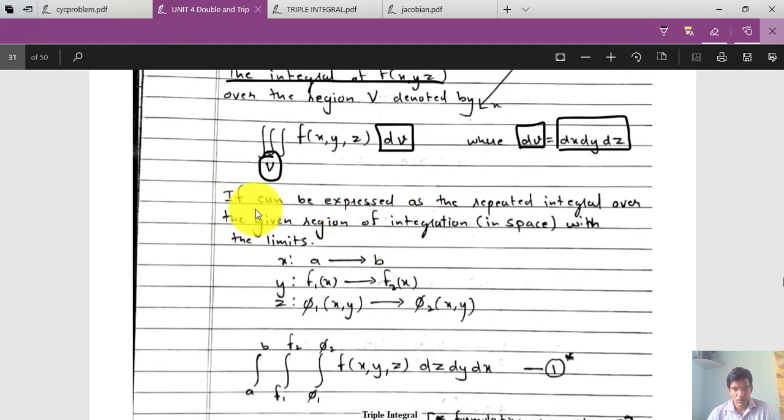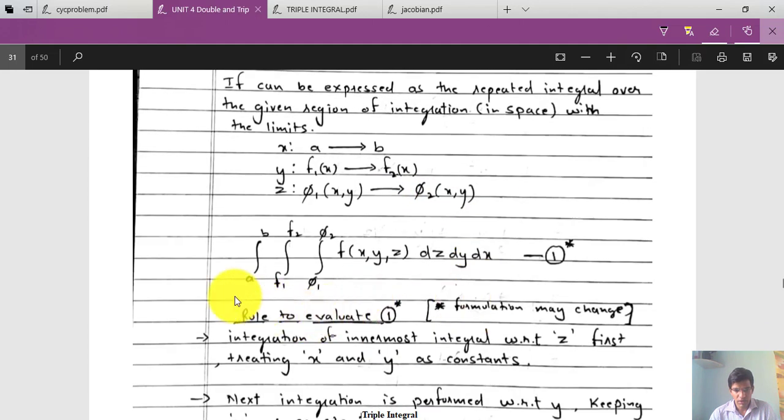Okay, so it can be expressed as a repeated integral over the given region of integration in space with the limits that x ranges from a to b, which are constants, and y ranges from f1 of x to f2 of x. Okay, y is a function of x, and z has the limits phi1 of x comma y to phi2 of x comma y.